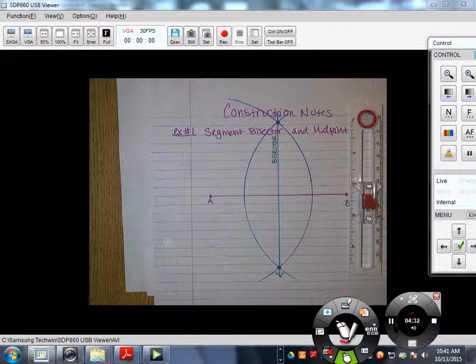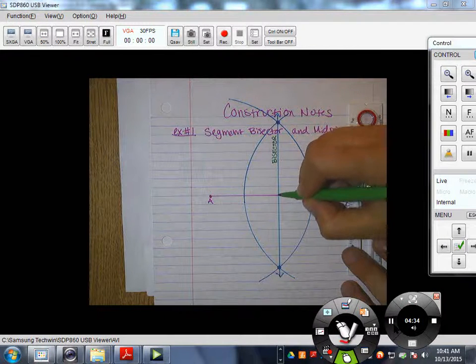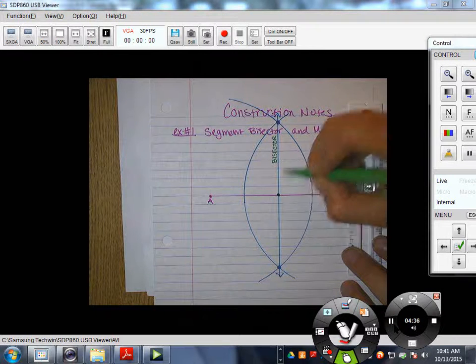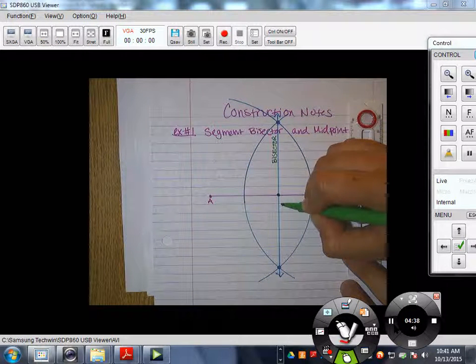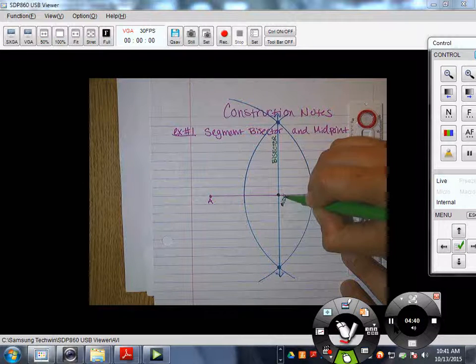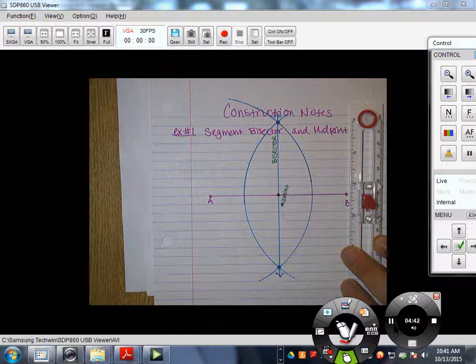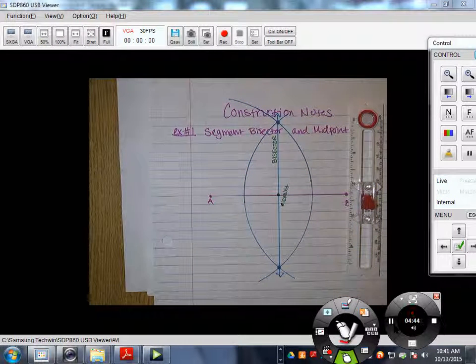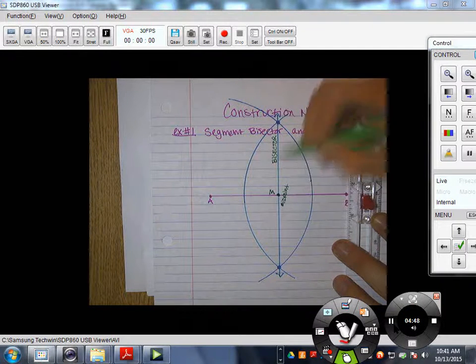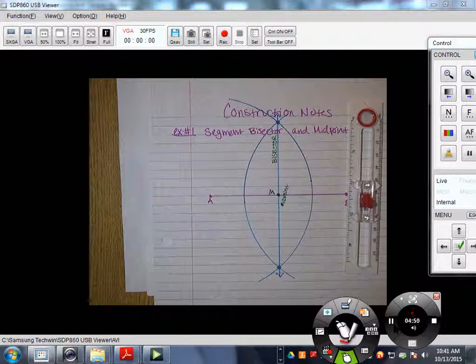If they had wanted me to find the midpoint, I would still draw that line, but my focus would be to find this point right here. This would be the midpoint. If we called that midpoint M, this is telling us the distance from A to M is the same as the distance from M to B. Okay, so that's what that construction does. It splits it in half.